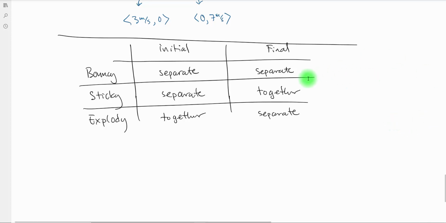So some examples of these: bouncy would be two billiard balls or pool balls colliding on a table. Sticky would be something like the Pivot Interactives, where the dart and the card are separate in the beginning. After they interact, they're stuck together.